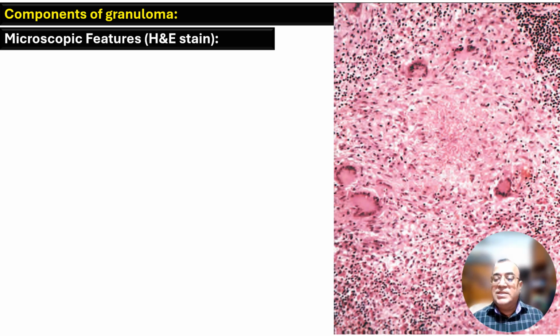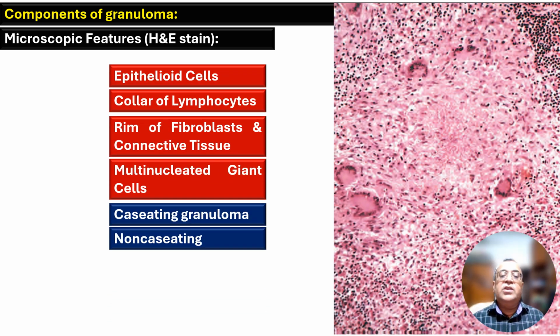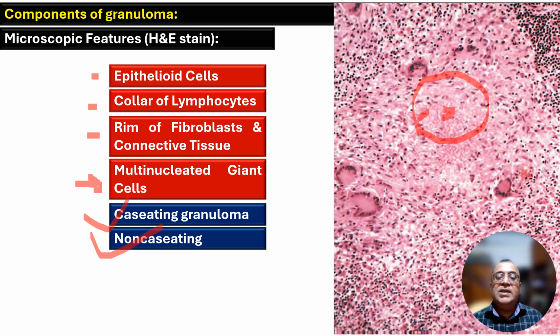So to summarize the microscopic features of granuloma, you can say that there is presence of epithelioid cells with a collar of lymphocytes, a rim of fibroblasts and surrounding connective tissue, and multinucleated giant cells. The types are caseating, when there is presence of necrosis like this, or there can be non-caseating granuloma.